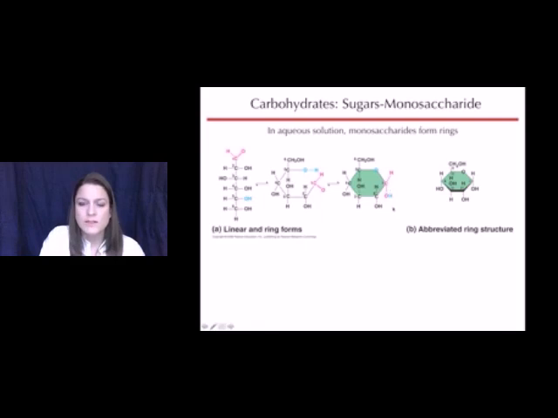So you'd be looking for something like this. It might not have all the lines off of it. Sometimes we don't draw it with those. But the oxygen in the ring is telling you carbohydrate.